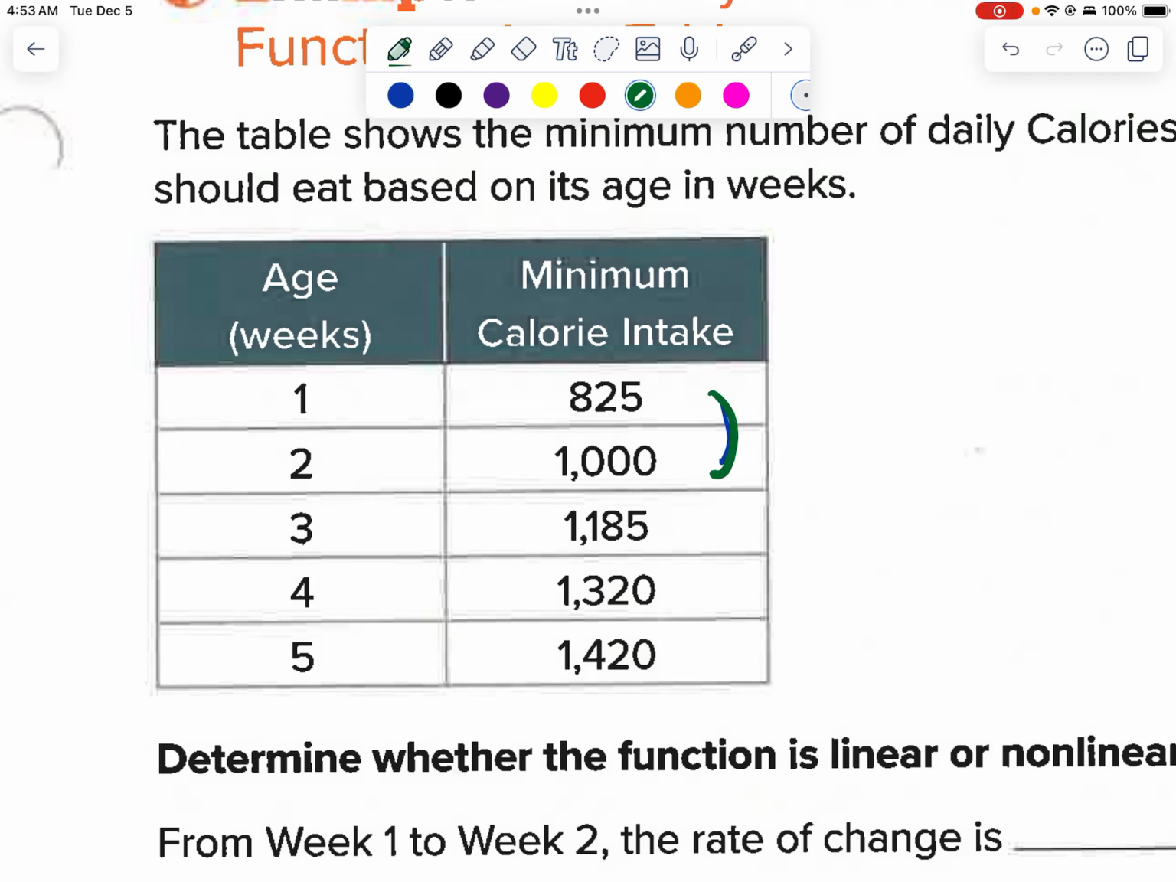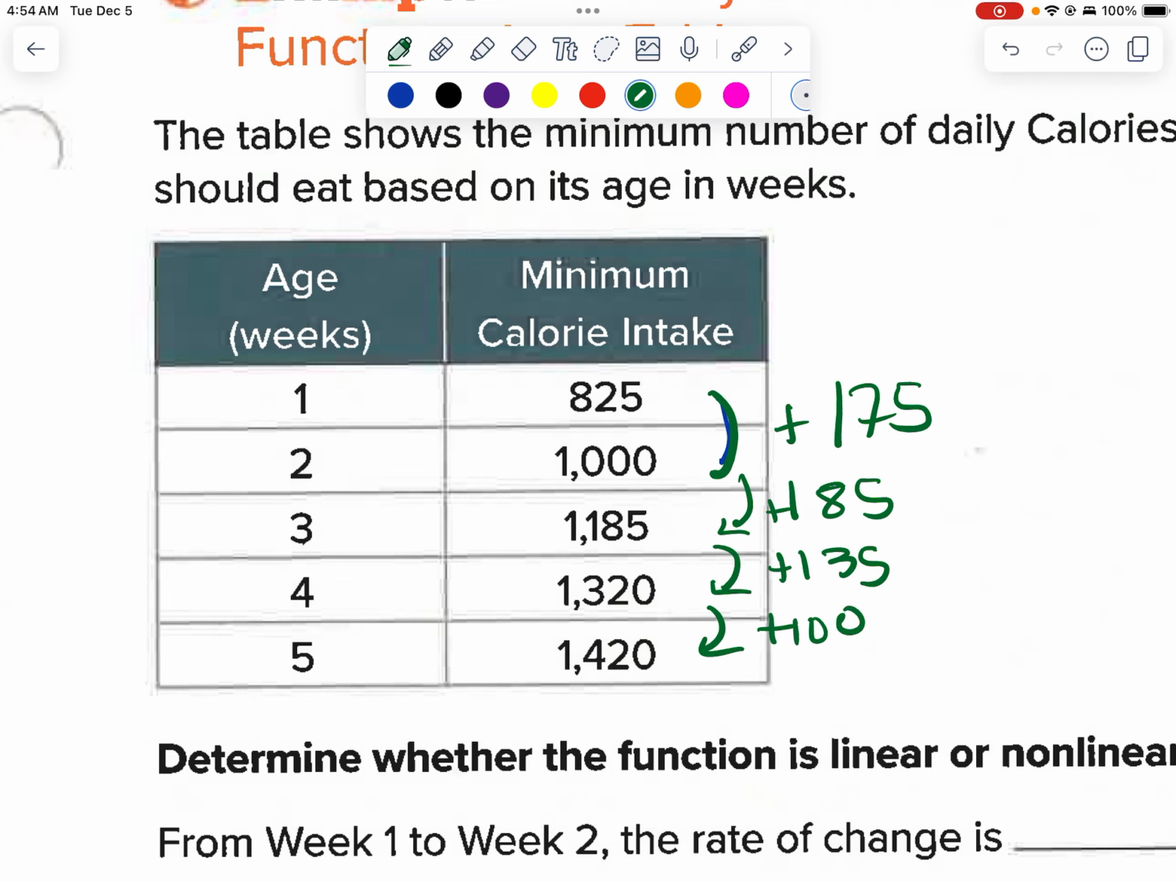So if I'm looking at this right here, this goes up 175. This right here goes up 185. This right here, I have to use a calculator. Don't judge me. 13, 20 minus 5. This goes up 135. And then this goes up 100.